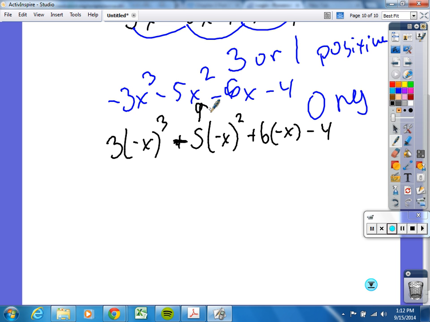Does that make sense? And sometimes you'll have like 3 or 1 positive or 3 or 1 negative, so you know there's at least 1 positive and 1 negative. Do you get what I'm saying? So it kind of helps on your searching choices. Okay? Yes, no? Yeah. Okay.